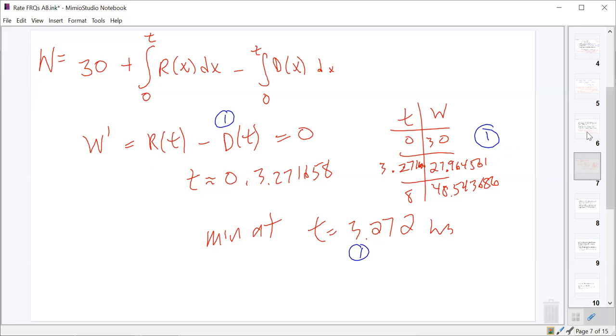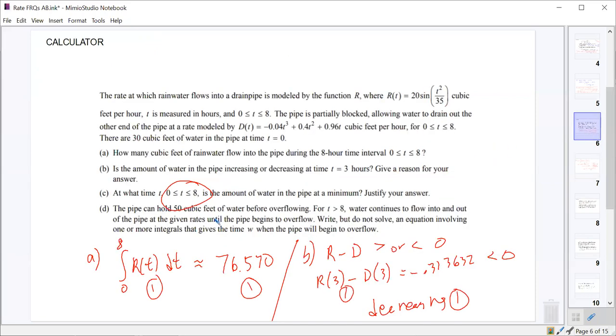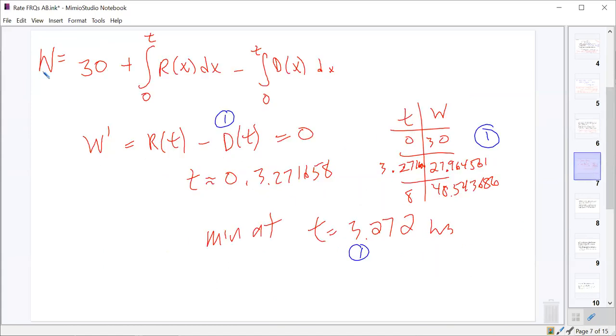All right. Part D. The pipe can hold 50 cubic feet of water before overflowing. For t greater than 8, water continues to flow into and out of the pipe at the given rates until it overflows. We want to know if we can write an equation involving one or more integrals that gives the time when the pipe will overflow. Well, we had an equation for the amount of water in the pipe.